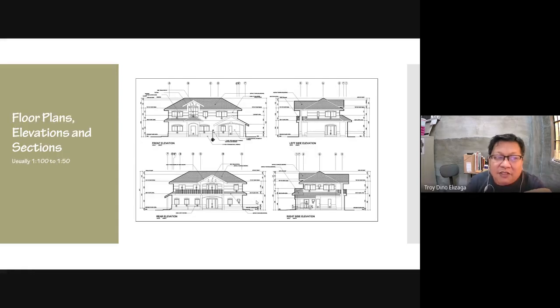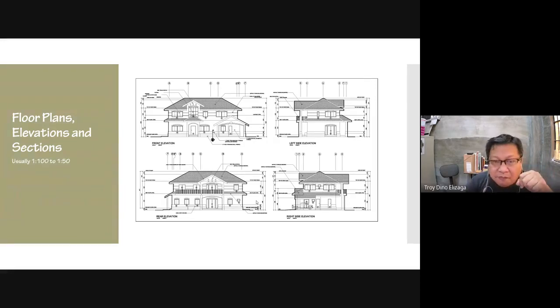For floor plans, elevations, and sections, if the drawing is, as mentioned earlier, for building permits, it's enough to give a 1 is to 100 drawing, okay? Because what the office of the building official will look for is more of the overall sizes, whether they follow the building code or some setbacks. So they don't necessarily look for details. But if the drawing is for construction, the plan has to be 1 is to 50, because in construction, you look at all the details.